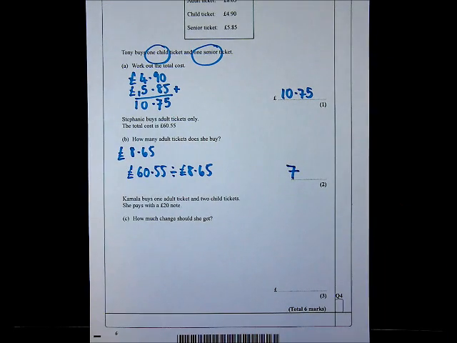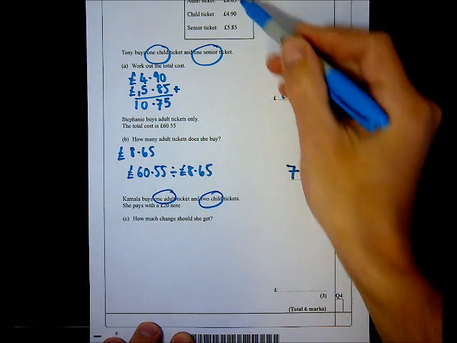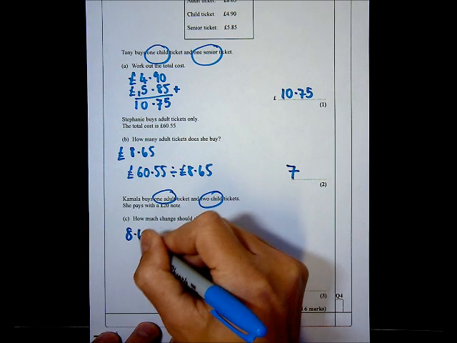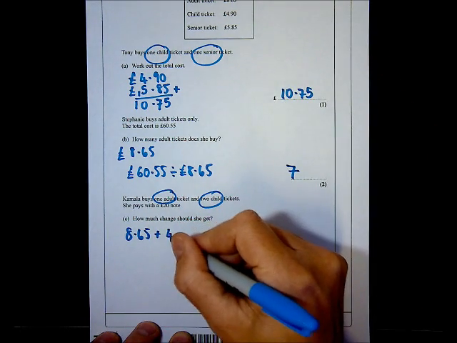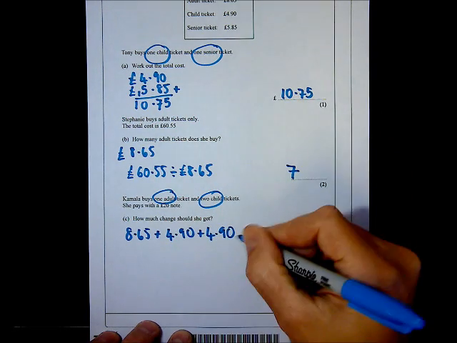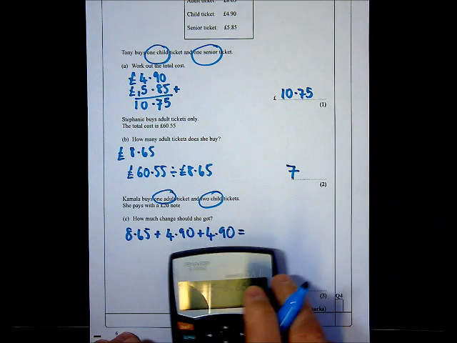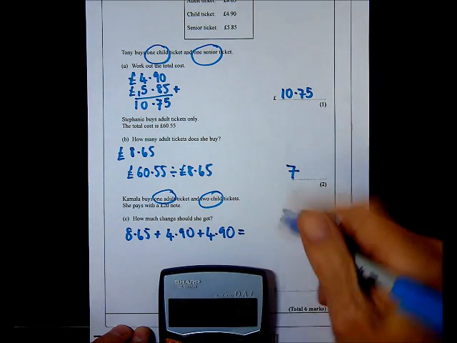In part C, Kamala buys 1 adult ticket and 2 child tickets. 1 adult and 2 child. So 1 adult would be £8.65, and 2 child tickets would be £4.90 each. If I add those up, 8.65 plus £4.90 and another £4.90, that comes to £18.45.